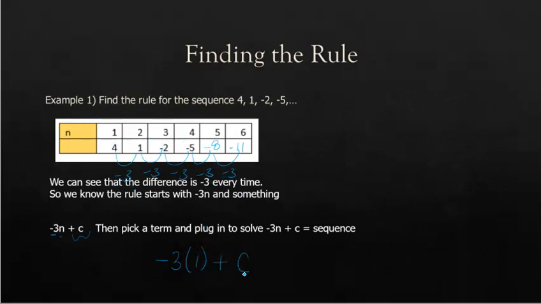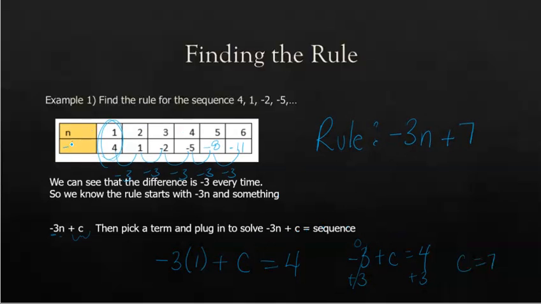Plus c, c is what I don't know and what I'm trying to figure out, is equal to, since I use this one right here, I'm going to say that it's equal to 4. Now I just need to solve for c. Hopefully you remember your algebra, and that's pretty simple. So -3 plus c is equal to 4. If I want c by itself, I'm going to do the opposite of -3. I'm going to add 3 so that over here I get 0. If I add 3 over here, I'm going to get 7. So c is equal to 7. So my rule for this one is -3n, and I had plus c, and c is 7, so plus 7. So that's my rule right here, -3n plus 7.